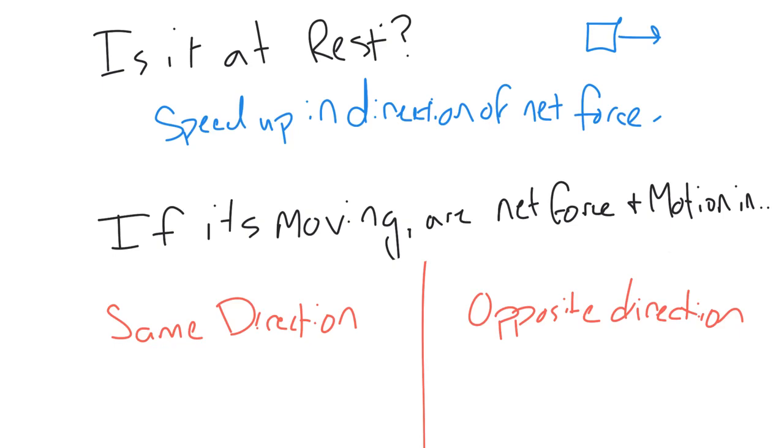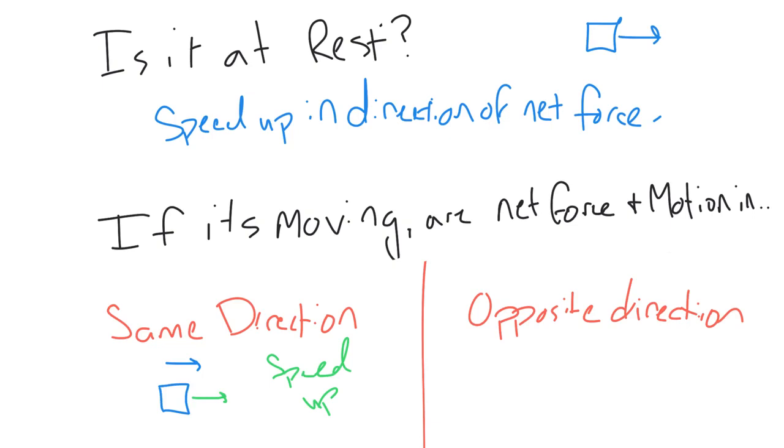And then if we ask ourselves, is it moving? If we say yes, it's moving, then we've got to decide, are the net force and the motion of the object in the same direction? Because if this object is already moving in this direction, and now we push on it in the same direction that it's moving, it is going to start to speed up. And that makes sense. If I have this box already moving and I give it another push, it's going to start to speed up in that direction. It's going to accelerate there.